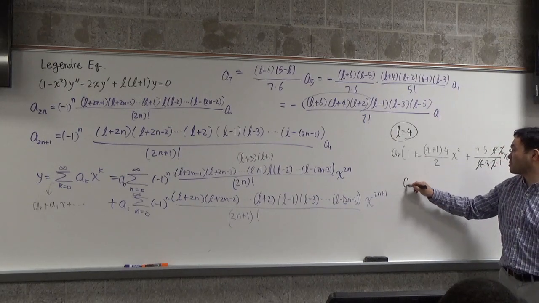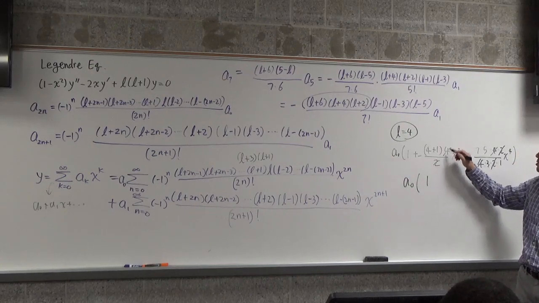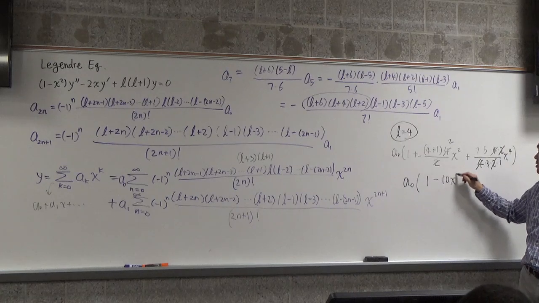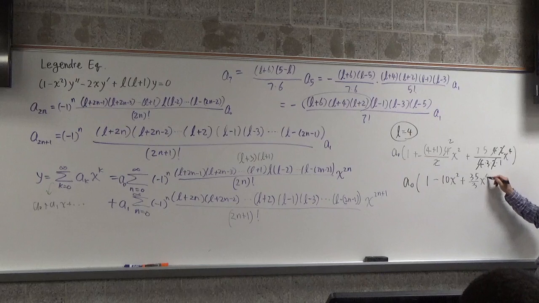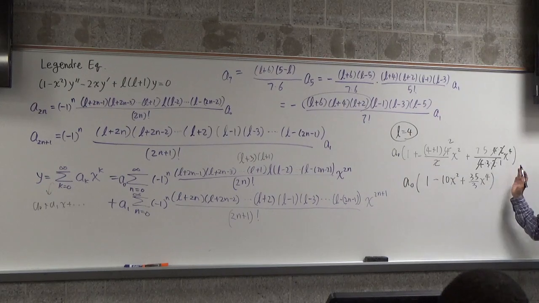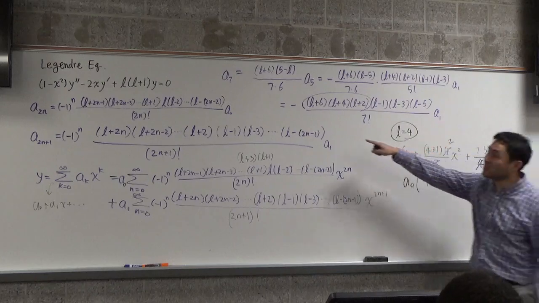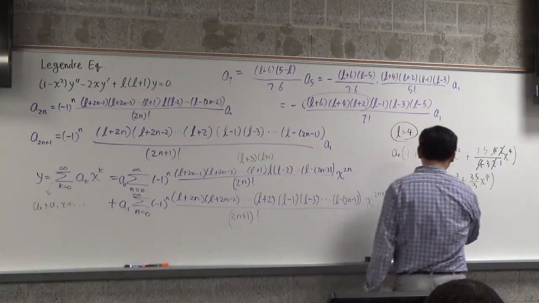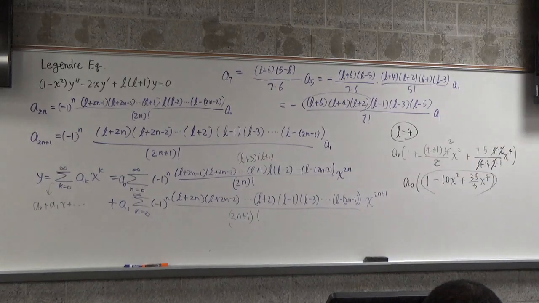So what do you have? You have A0, 1, 2 and 4 cancels. So that's minus 10x squared plus 35 over 3x to the 4th. And then afterwards is 0. So if you're curious, you can put this equation with L equals 4 and actually plug in this polynomial to see that this is indeed a solution. And this does become a solution to that one.